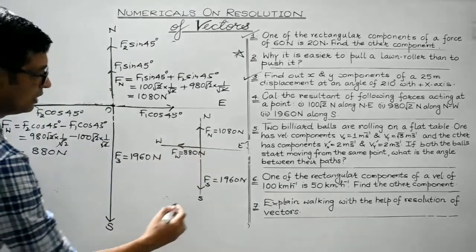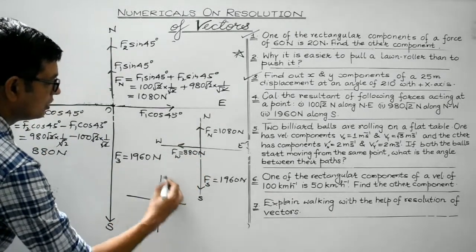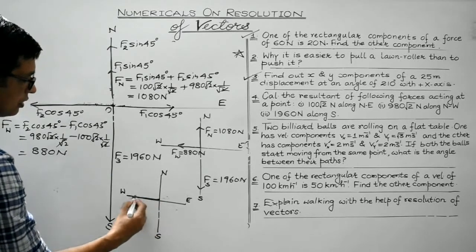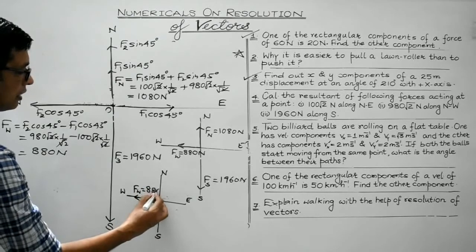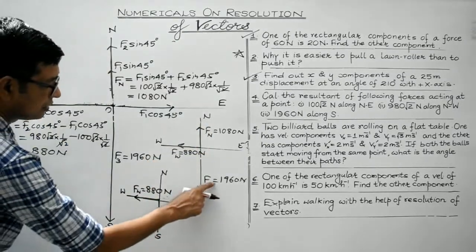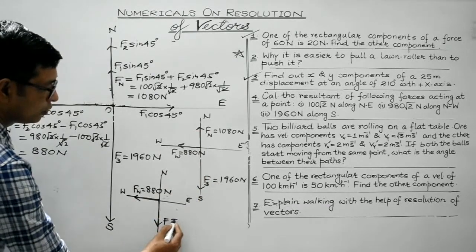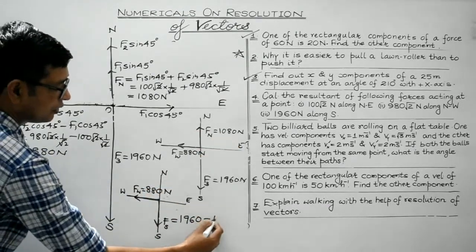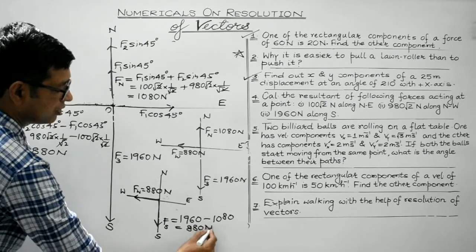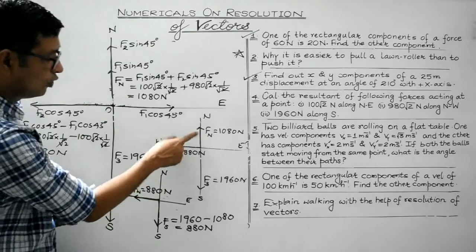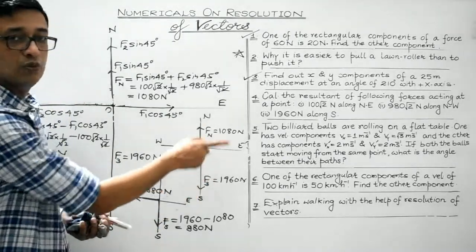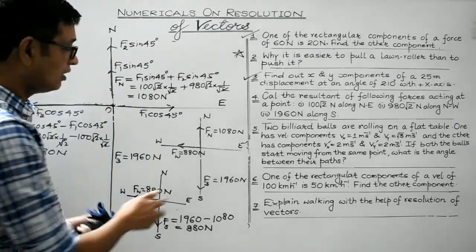So the diagram of these two would be, again let me draw the diagram. This is north, this is south, this is west, and this is east. So Fw is 880 Newton. And what about this one? Fs, this is F3. So the resultant force along south would be equal to 1960 minus 1080, which is 880 Newton. Clear, students? So net force acting towards south would be equal to F3 minus Fn, F3 being dominating, right? So it is the difference of these two, because the vectors are in opposite directions, right?